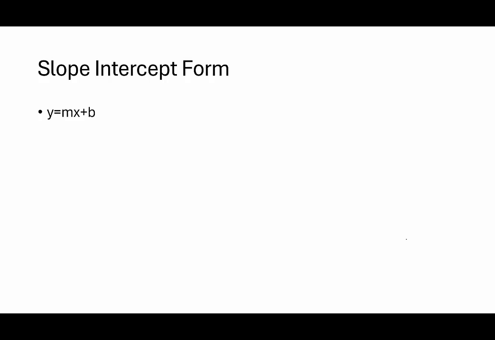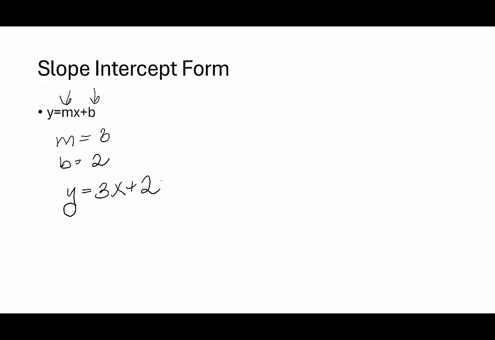Another one we use often is the slope-intercept form. It's called the slope-intercept form because it has a slope and the y-intercept. So if I had an m equals 3 and a b equals 2, that is y equals 3x plus 2.